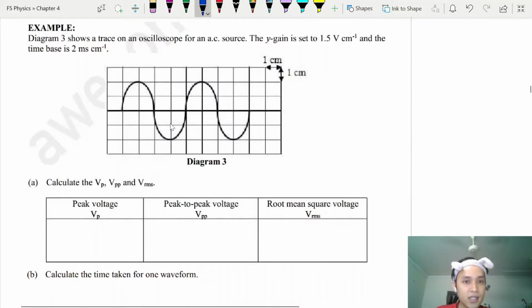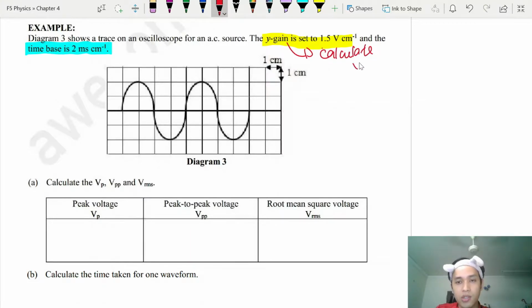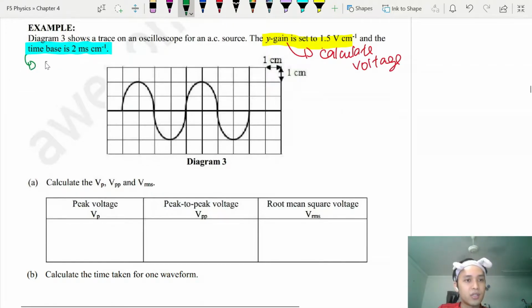First, they show you the oscilloscope, and then the question gives you the Y gain, 1.5 volts per centimeter, and the time base. The Y gain allows us to calculate the voltage. The time base, of course, is for us to calculate the period.